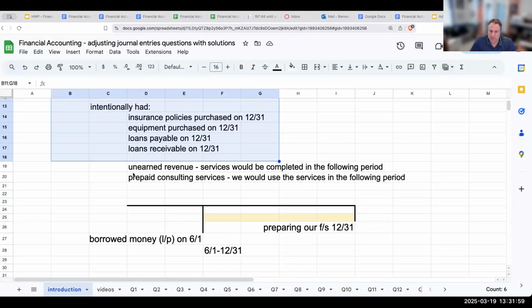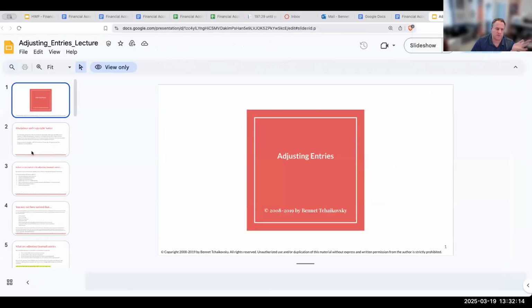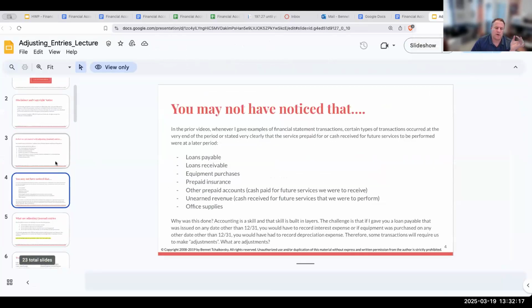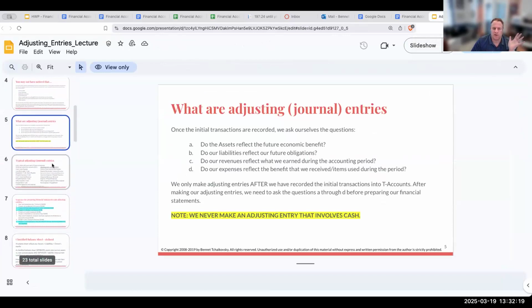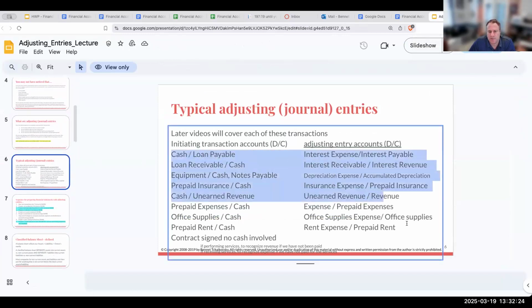And then I said, okay, for adjusting entries, let's have time pass, and then we have to make that adjustment. In this case, if I'm borrowing money, and I'm not going to go through all of these with you because you'll see it in the videos, but if you look at all of these different types of accounts, these are the adjusting entries I'm going to need to make. If I borrow money, I'm going to have to show interest expense and interest payable.